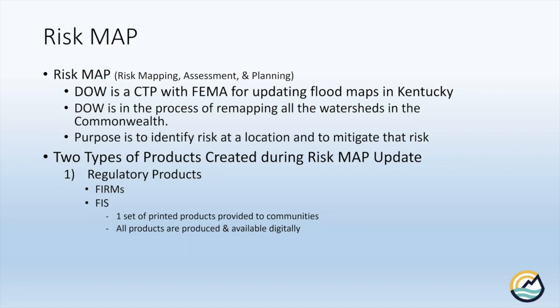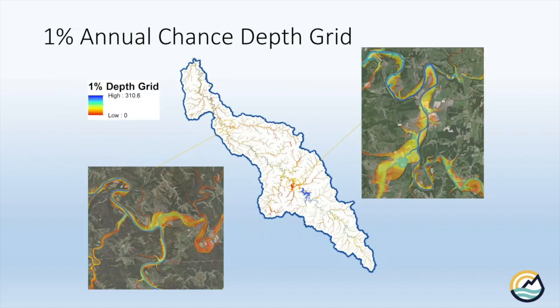The other type of map that we're creating now, and this has been a recent thing in the last 3 to 5 years, is what they call flood risk products. These are specifically geared towards risk communication, not regulation decisions. So this is specifically geared towards making people better informed than the flood insurance rate maps can by themselves. And I'm going to go through a couple examples. These aren't available online yet, but if you have ArcMap, this information is available for download. We'll talk about that in a second. So one of the maps we actually make available is what's called the 1% annual chance depth grid.